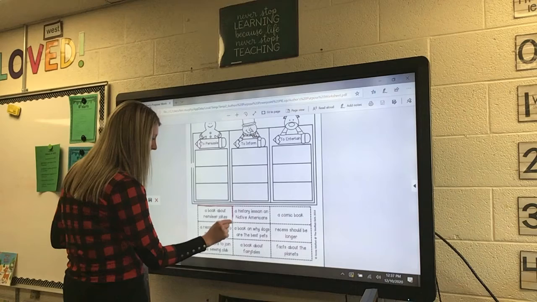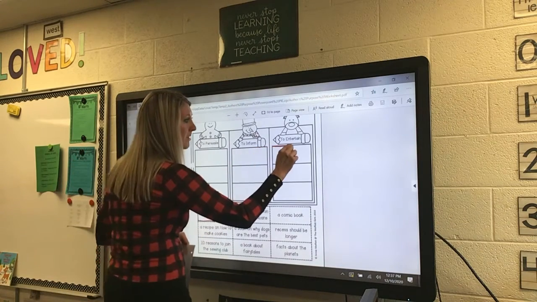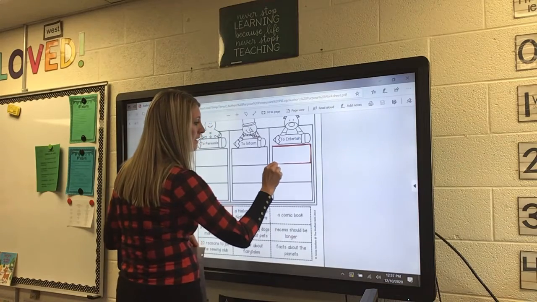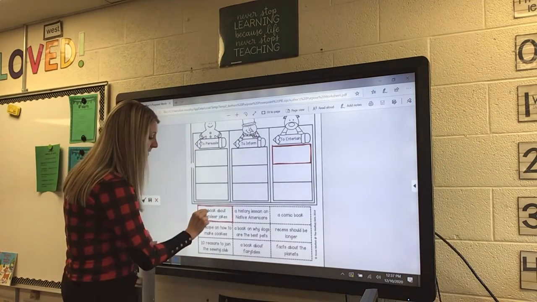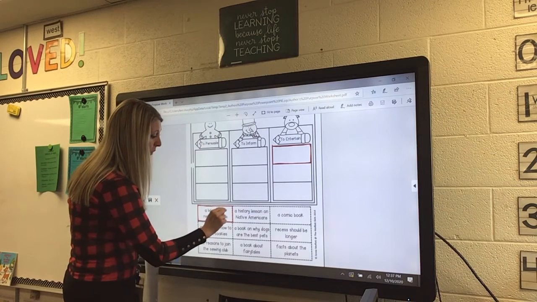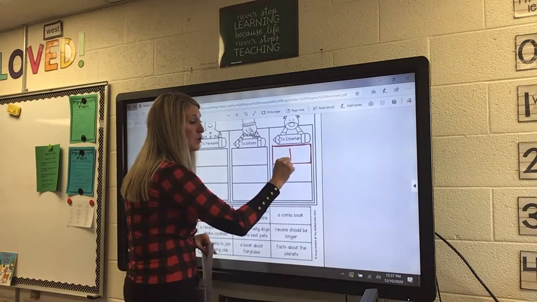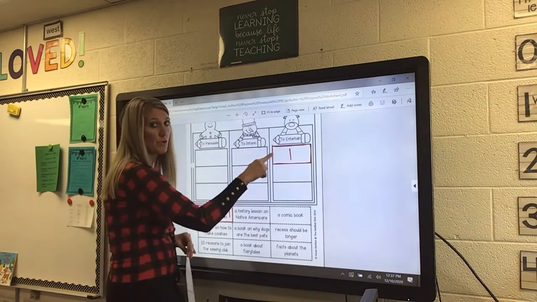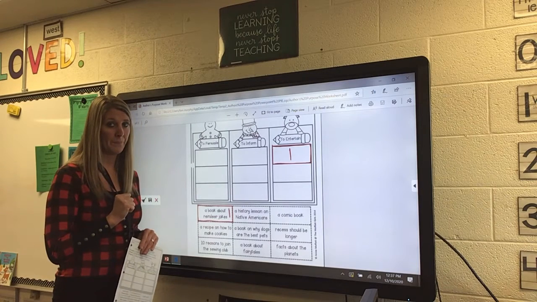I'm going to cut this out, and then I'm going to glue it right here, to entertain. Now, if I don't have scissors and glue, I'm going to put a 1 in this box, and then I'm going to put a 1 there to show Mrs. Murphy that these 2 match. That's only if you don't have scissors and glue.